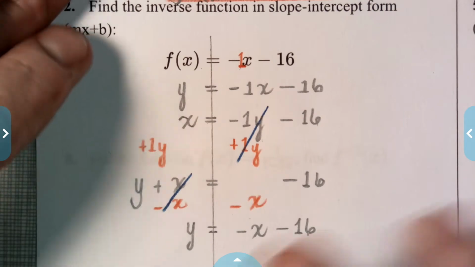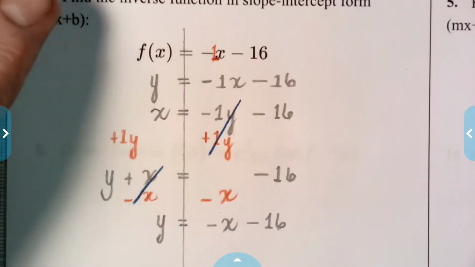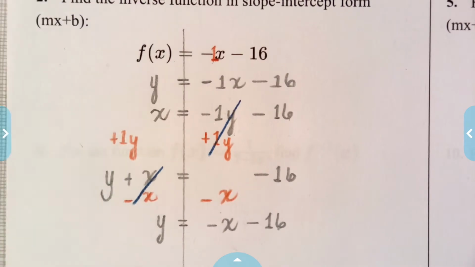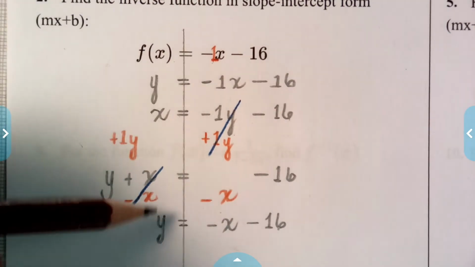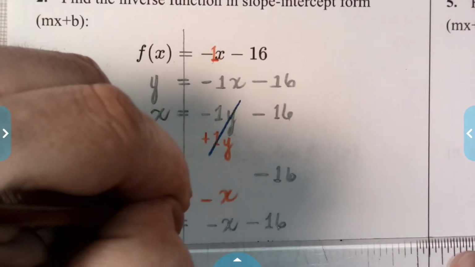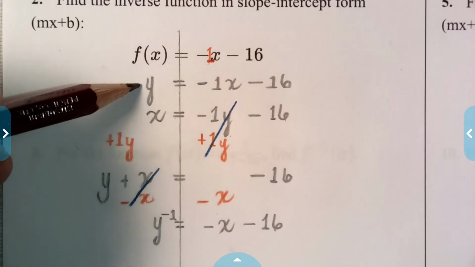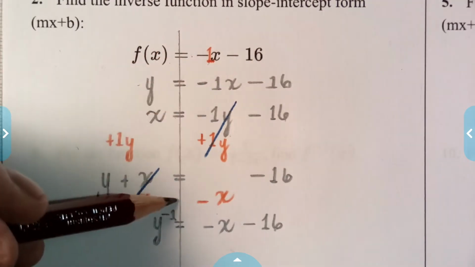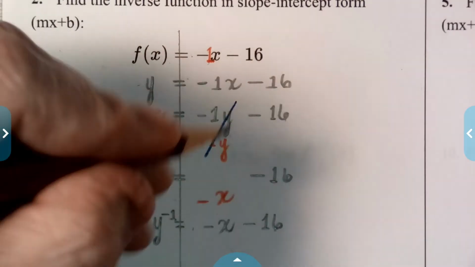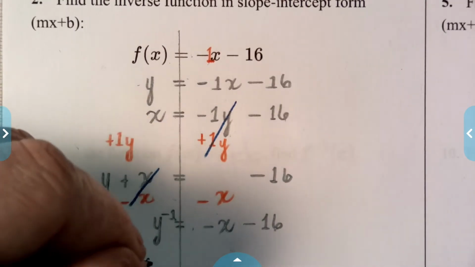Now, do you notice something interesting about this one? The inverse, so this is the inverse. The inverse is the same as the original. Interesting. Okay? So in f of x notation, there would be f inverse of x.